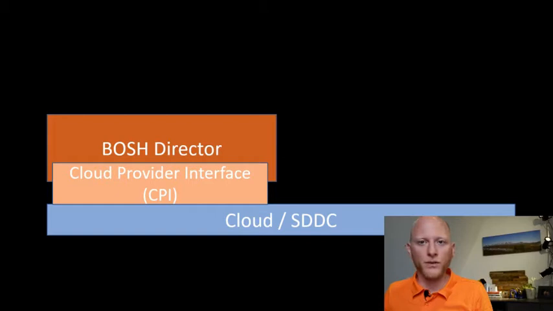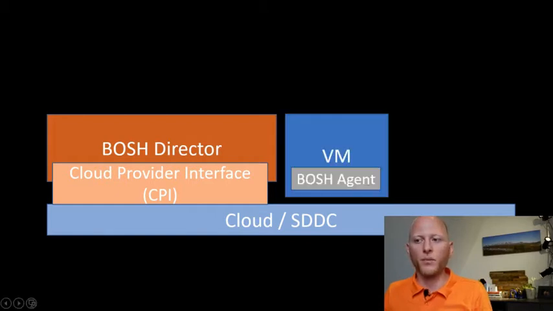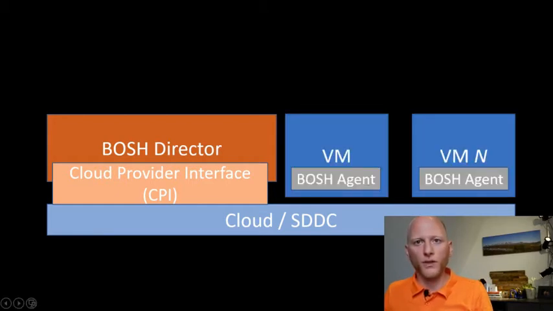So once the BOSH director is deployed, the BOSH director can then deploy other VMs on top of that infrastructure. And each VM is based on a stemcell you upload to the BOSH director first. And so it contains a BOSH agent, which BOSH uses to communicate with the virtual machine, to push software, run the scripts, etc., etc.